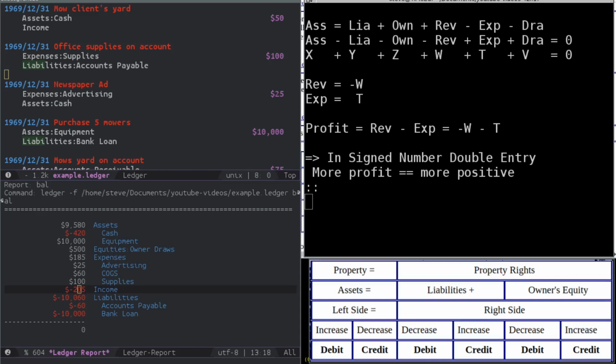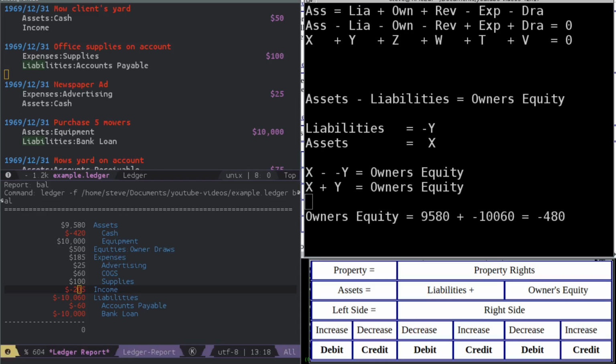All the accounts must sum up to 0. We see that the signed number account W equals the negative of the debit credit account revenue, and the signed number account T equals the debit credit expense account. So if we substitute, we see profit equals negative W minus T. Wow, it's positive $20.